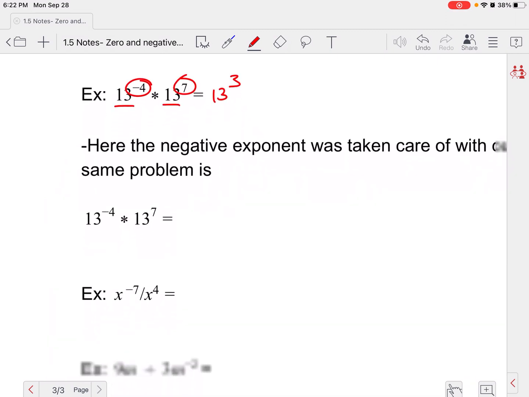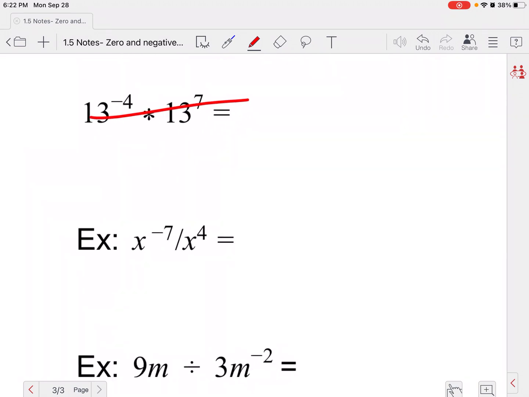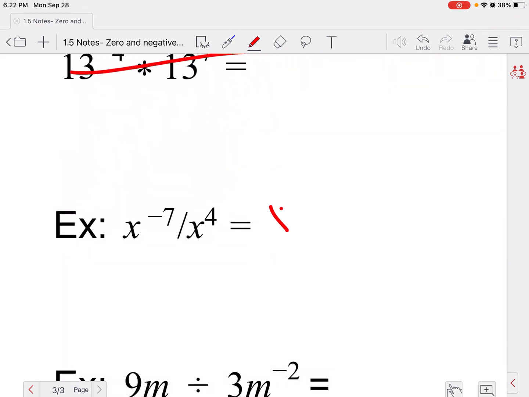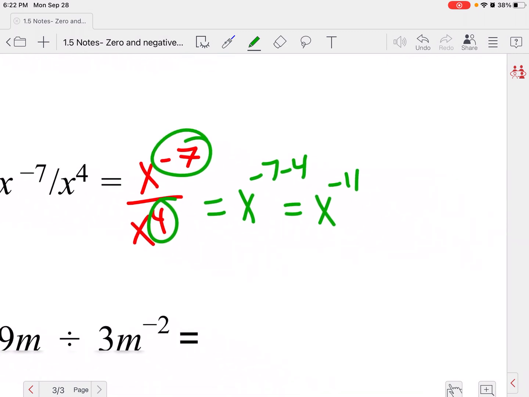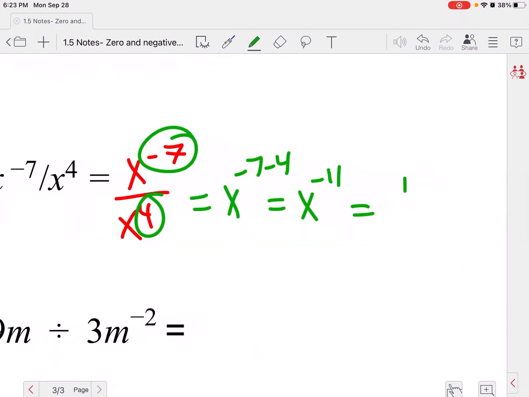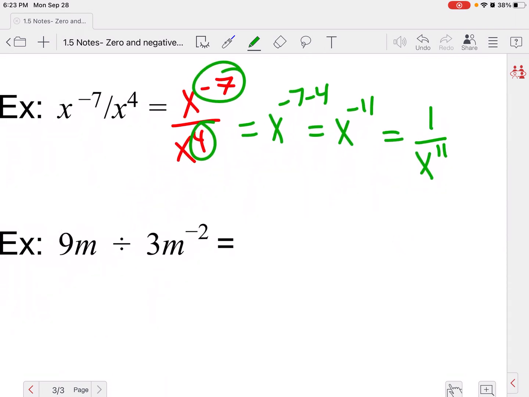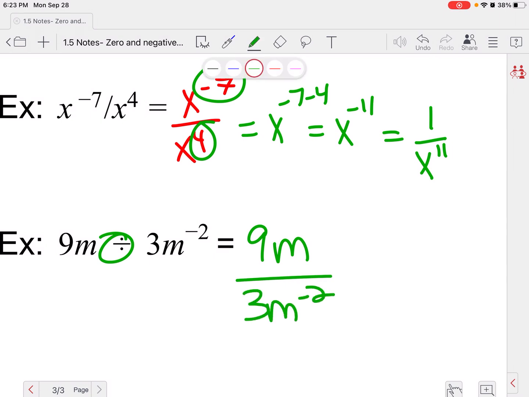Again, we just did this problem up above. I don't know why it's written twice. So x to the negative 7 over x to the 4th. I like to write it where it's top to bottom here. So again, I'm going to subtract my exponents because I'm dividing. So negative 7 minus 4 is going to be x to the negative 11. I don't like a negative 11, so this would become 1 over x to the 11th. Okay? Anytime I see a division sign like this, please, please, please rewrite it like this. It makes life so much easier.